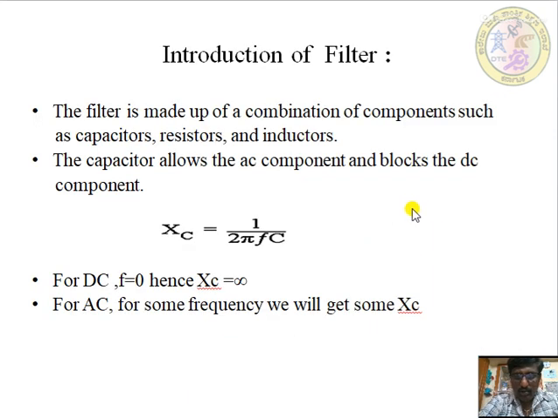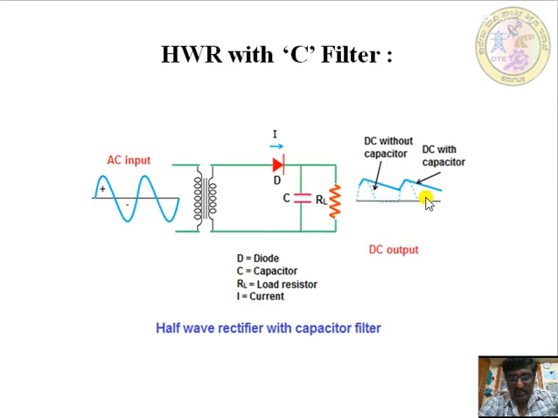A filter is made up of a combination of components such as capacitors, resistors and inductors, as we previously mentioned. The capacitor allows the AC component and blocks the DC component, that is, XC is equal to 1 divided by 2 pi f C. For DC, f is equal to 0, hence XC is equal to infinity, and for AC, for small frequency, we will get some XC value. For DC the frequency is 0, so obviously XC will be infinite.